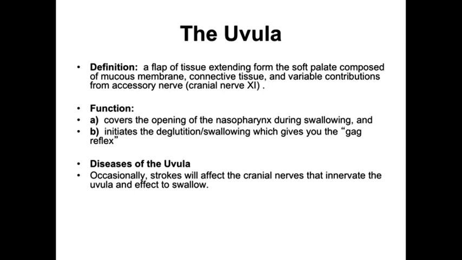So there's a little bit of a mistake there. I don't want it to say 11. It's really cranial nerve 9 and 10. 9 is for the sensation that something has touched the uvula, and then 10 creates the muscular contraction. So 9 and 10 are involved with the gag reflex. 9 for sensory, 10 for motor movement.